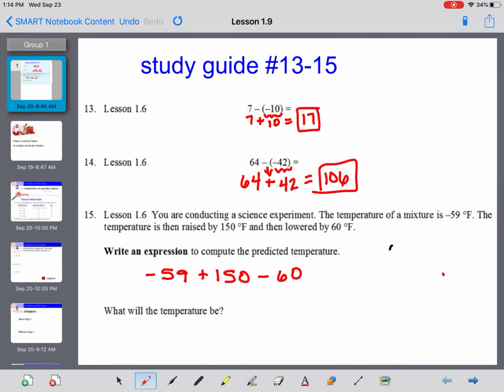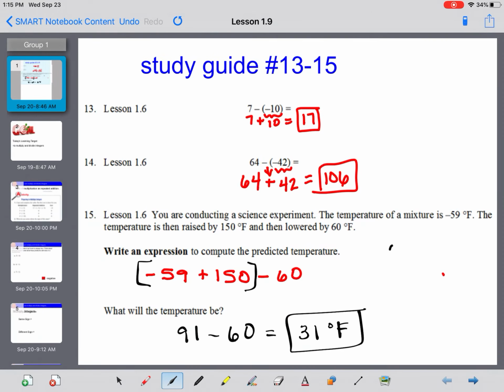Then it says, what will the temperature be? Well, the first thing that you need to do is take negative 59 plus 150, and you get 91 minus 60. 91 minus 60 is 31 degrees Fahrenheit.